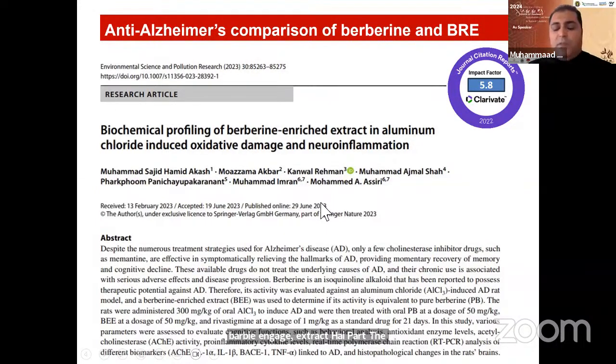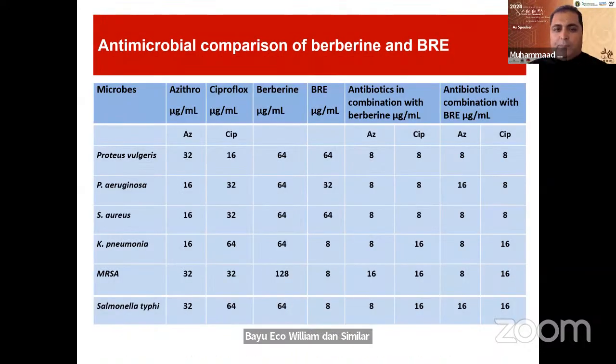This study was conducted on rats, and we analyzed three parameters: we did behavioral studies, biochemical studies, as well as gene level studies. And we found in all studies that at doses of 25 milligram and 50 milligram per kg, both berberine-rich extract and berberine showed bioequivalent and similar therapeutic effect in this Alzheimer rat model.